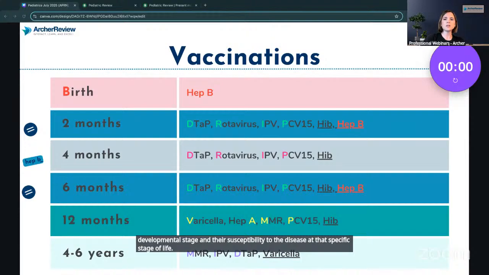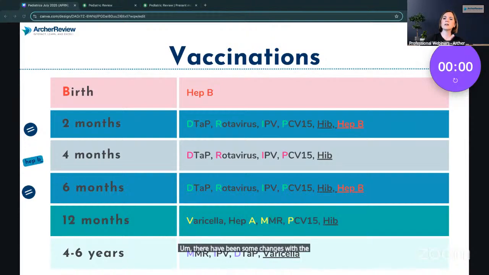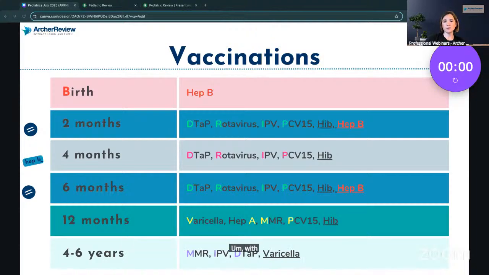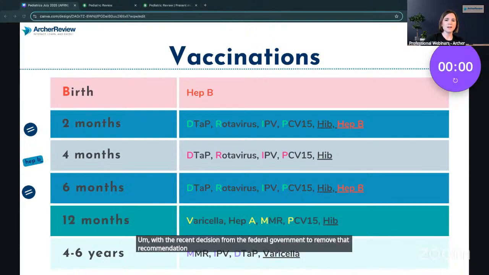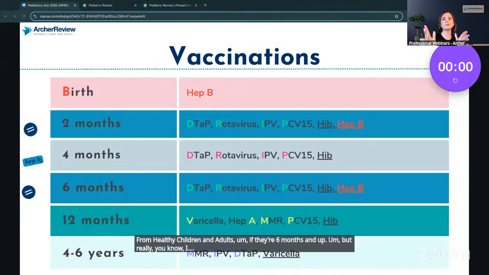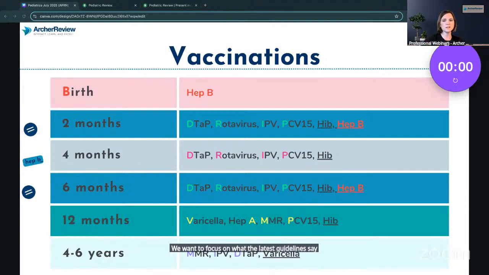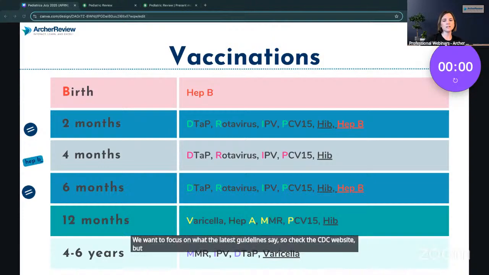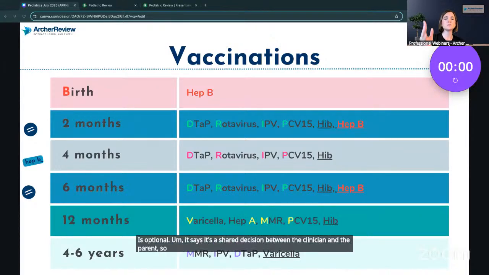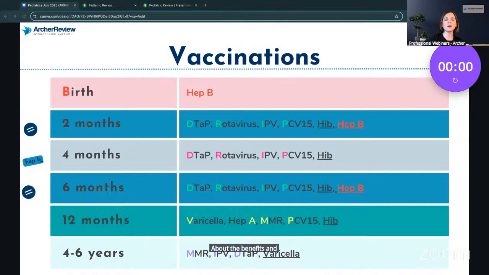There have been some changes with the new administration regarding the COVID vaccine, with a recent decision from the federal government to remove that recommendation from healthy children and adults if they're 6 months and up. But really, we want to focus on what the latest guidelines say. So check the CDC website, but at this point, the COVID vaccine is optional. It says it's a shared decision between the clinician and the parent. So your job is to inform the parents that are interested about the benefits and risks and help them to make that decision.